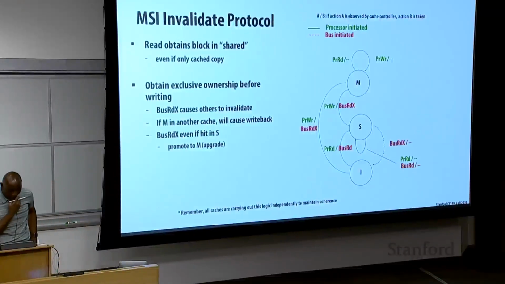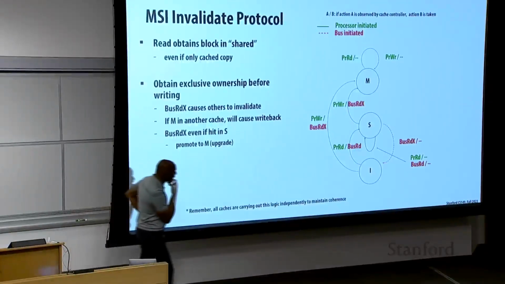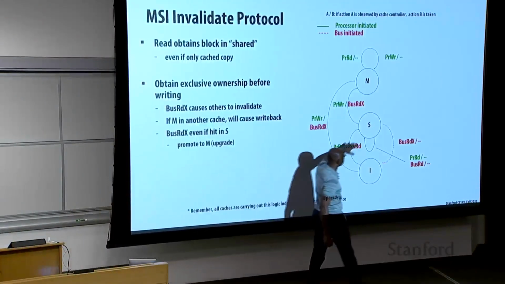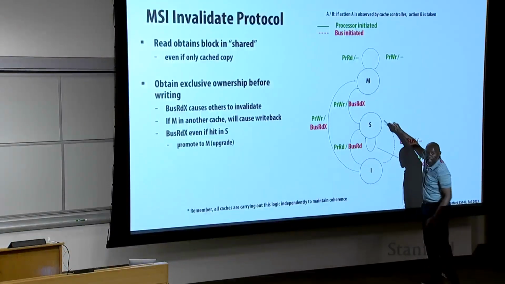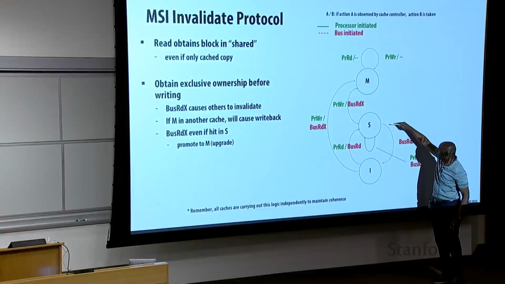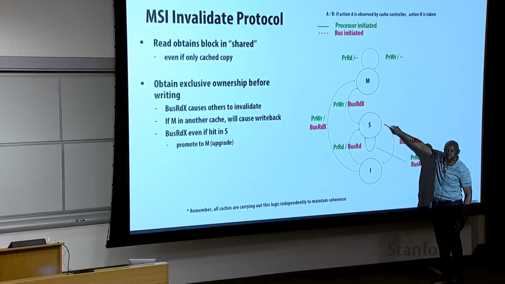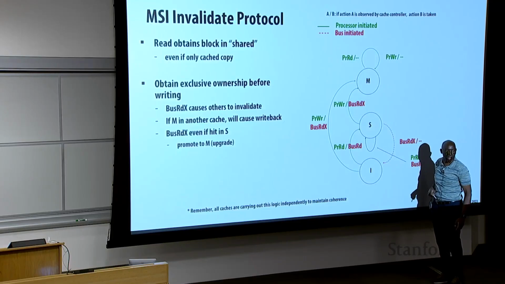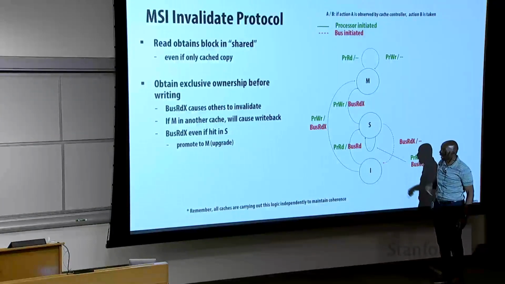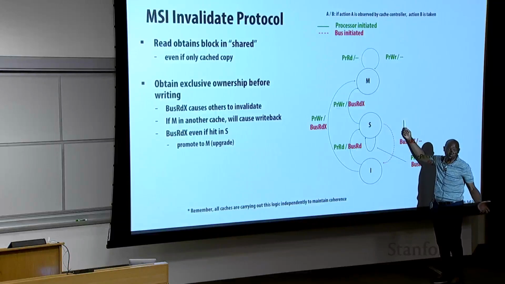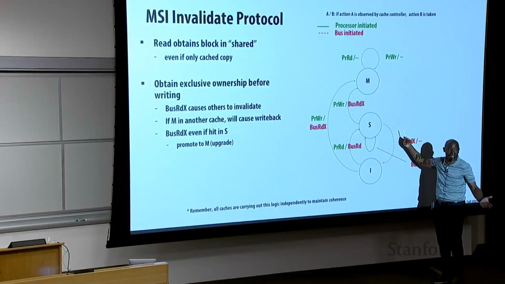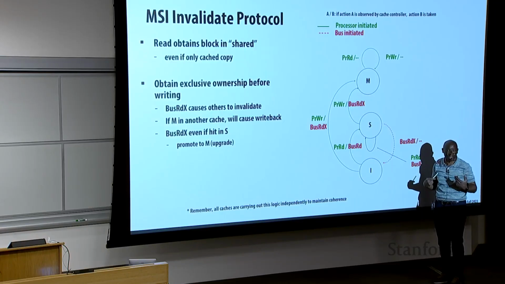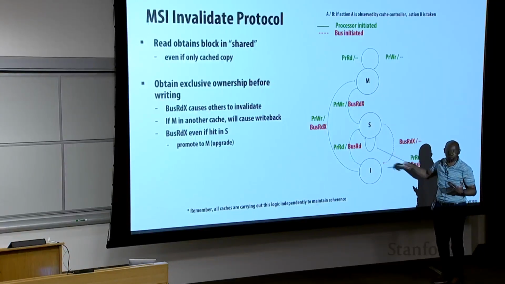All right, so suppose we see a bus read exclusive transaction on the bus for a cache line in our cache. Then we need to make this transition from shared to invalid, right? That would be the case where some other processor wants to write this cache line. So what happens to the state of the cache line in my cache? It goes to invalid.